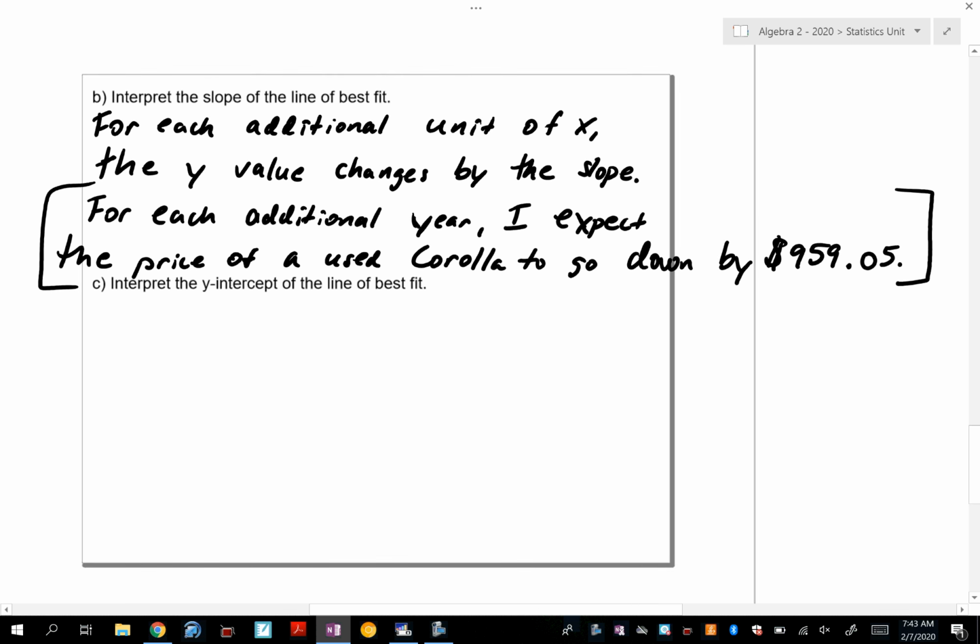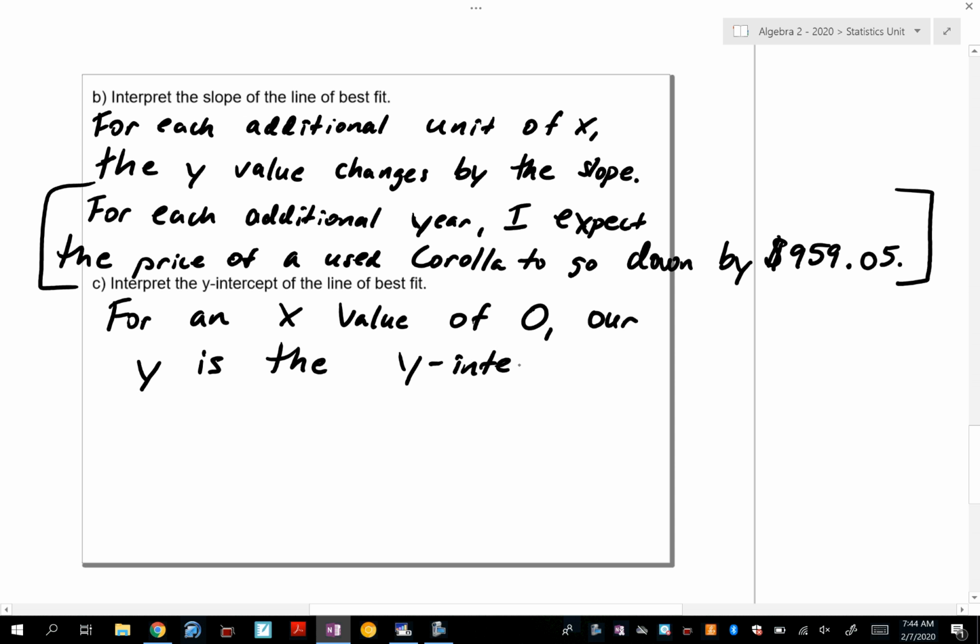Now, the y-intercept. Let me write for you the y-intercept with no context. So the y-intercept means that for an x value of 0, our y is the y-intercept. I'll say it again. If you have 0 units of x, then your y value is the y-intercept. So that's, again, no context.